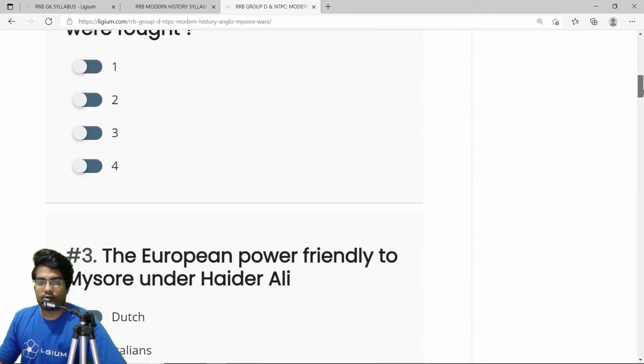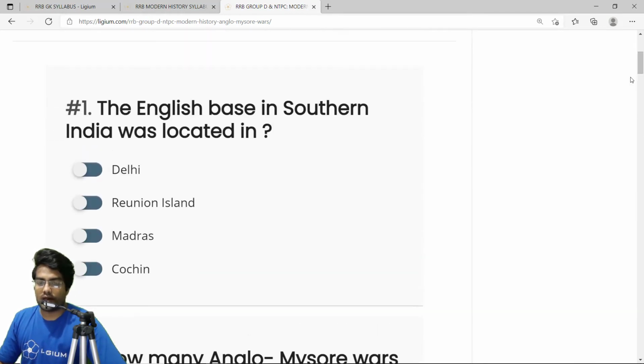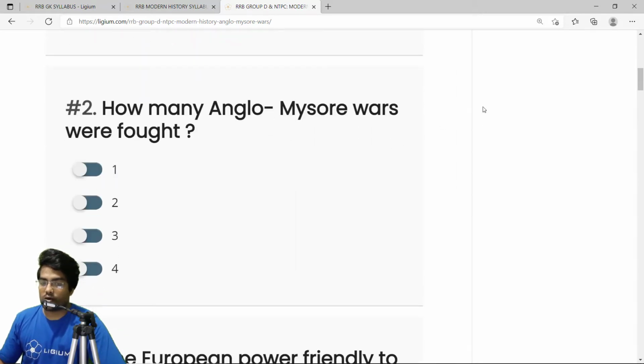We have the first one: the English base in southern India was located in. The British base in southern India was located in Madras. So the correct answer is Madras. How many Anglo-Mysore wars were fought? There were 4 Anglo-Mysore wars.